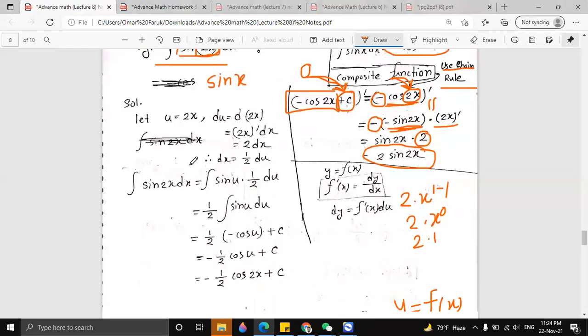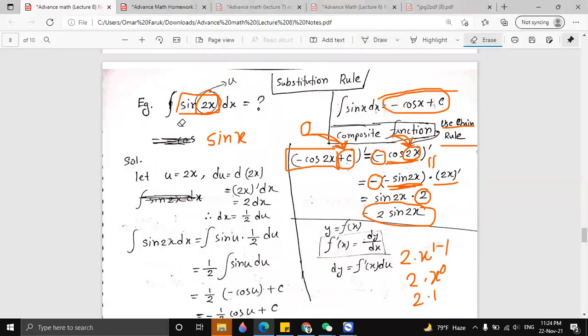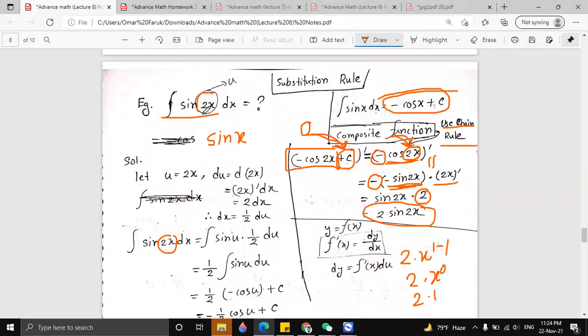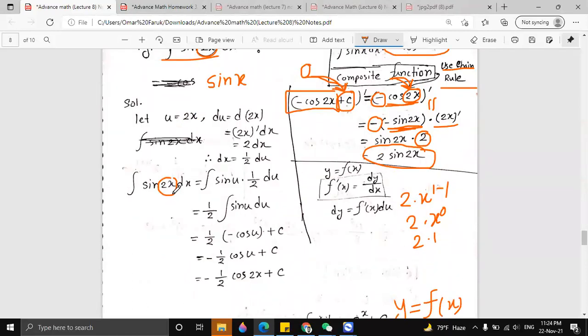So now our main function was the integration of sine 2x, right? We already let 2x equal u. So I just write here, in place of 2x, I write u. Integration of sine u. And then the value of dx, you see here, is equal to half du.